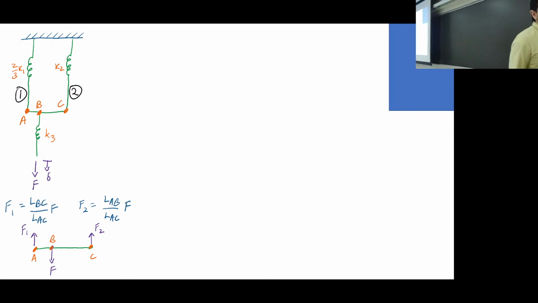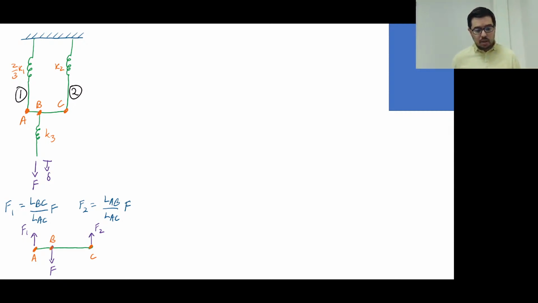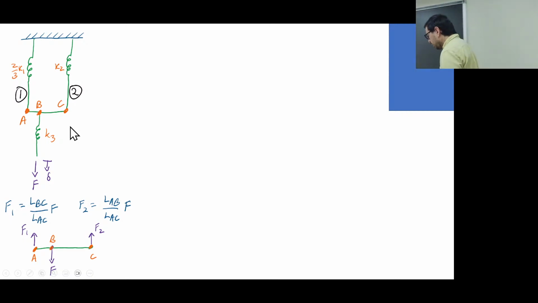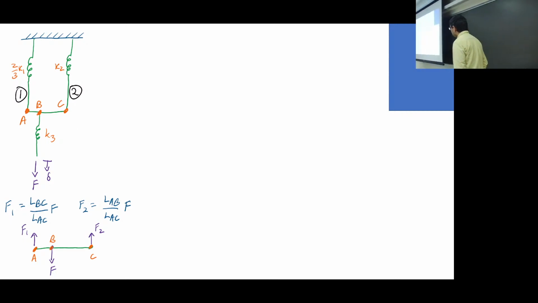Maybe that was a little fast, but okay. This is just the exact copy of what we got from the previous. So we've got the force F1 related to a ratio of LBC over this entire length LAC, and F2 is related to LAB over LAC times the force applied at location B.